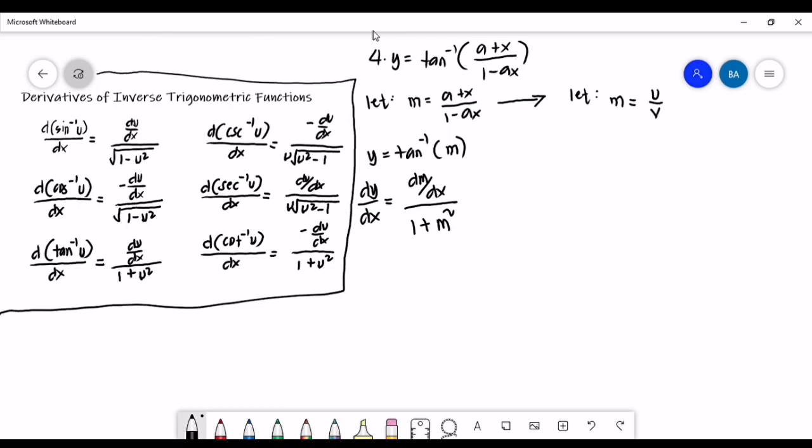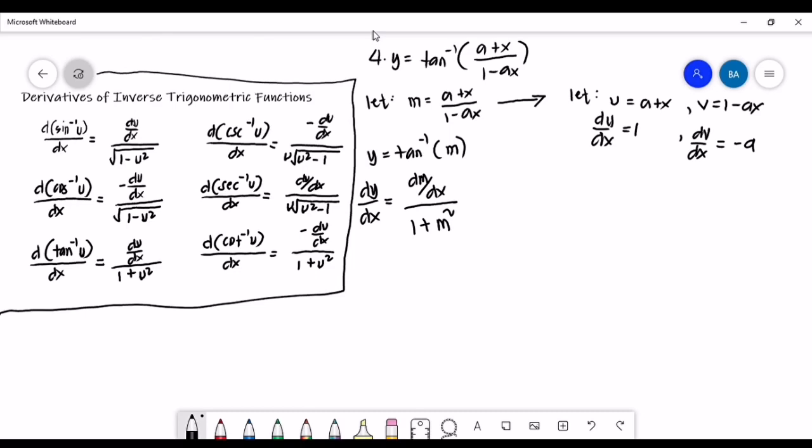Our u is equal to a plus x, and our v is equal to 1 minus ax. So we let u equal a plus x, and v equal 1 minus ax, and then we could derive it directly. du/dx is equal to 1, and our dv/dx is automatically equal to negative a.